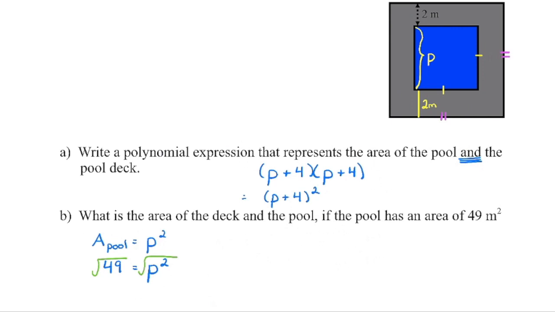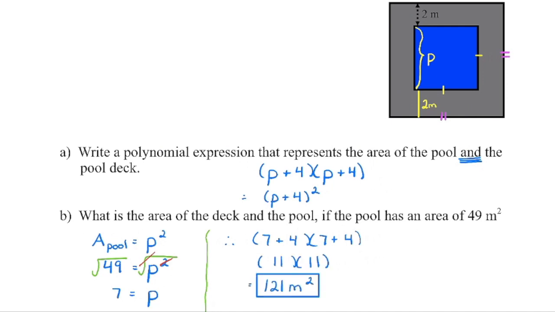So on the right-hand side, when I square root a squared, it's going to cancel out. And then on the left-hand side, the square root of 49 is going to be positive 7. Because this is a length, it cannot have a negative dimension. So we're going to take the positive square root. And then when we substitute that in here, if P is equal to 7, 7 plus 4 is 11, 11 squared is 121. And then make sure that you include the appropriate units. So this is going to be square meters.